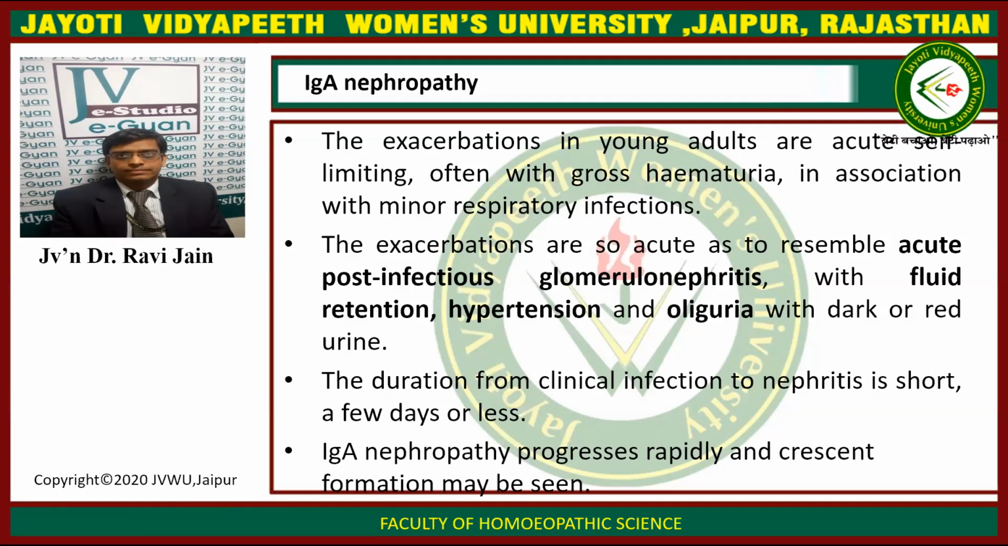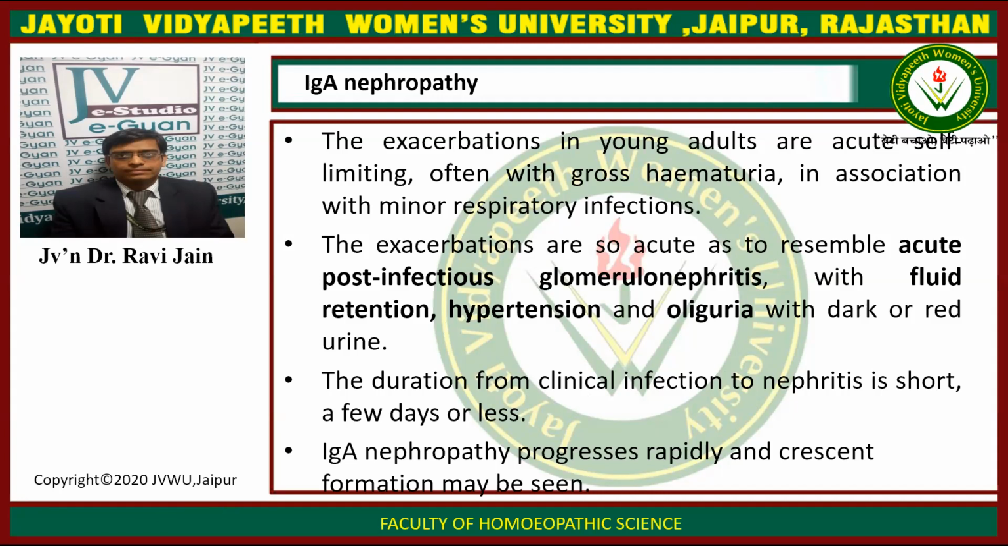The exacerbations in young adults are acute and self-limiting, which stop by themselves, often with gross hematuria in association with minor respiratory infections. The exacerbations are so acute as to resemble acute post-infectious glomerulonephritis. This we are going to discuss later in today's lecture itself.